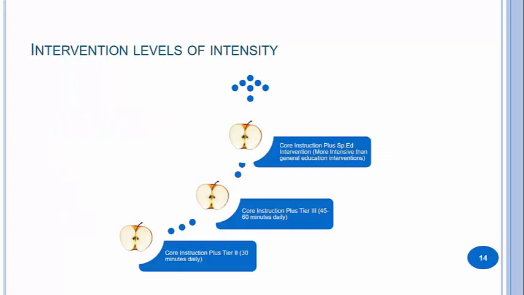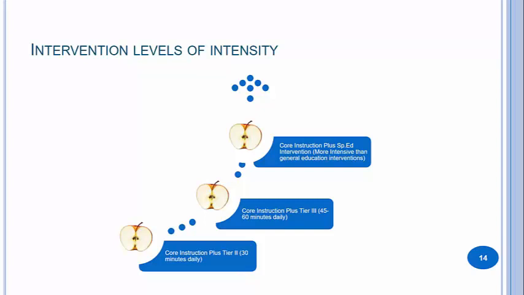This here was a graphic that we designed to help educators understand what we mean when we talk about intensity. In the bottom part, you'll see that Tier 2 intervention is in addition to core instruction, and it's 30 minutes daily in the student's area of need. Tier 3 becomes more intensive: it's smaller groups, 45 to 60 minutes daily, and starts to become more programmatic in nature.